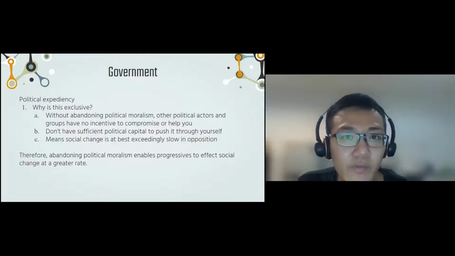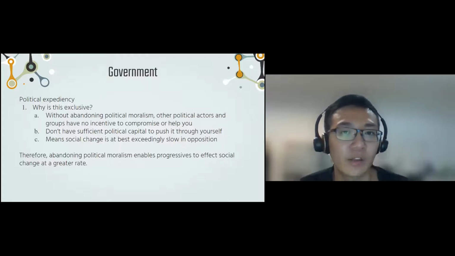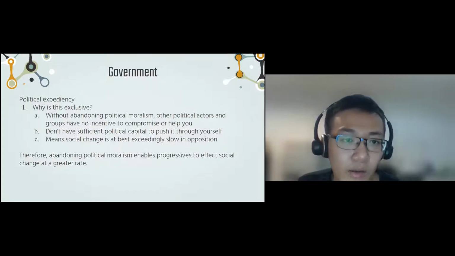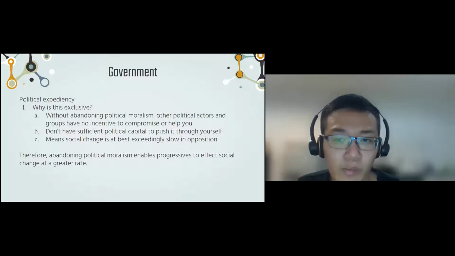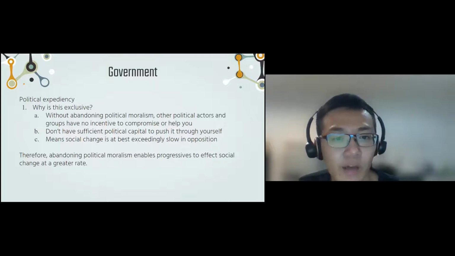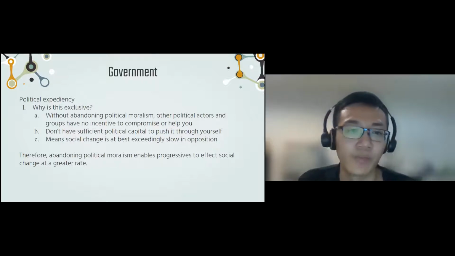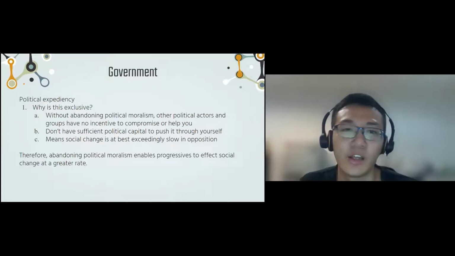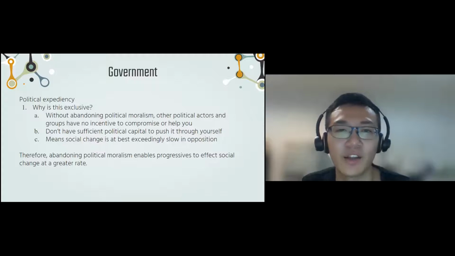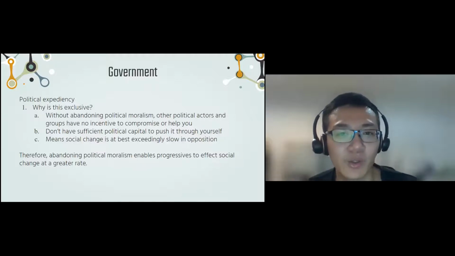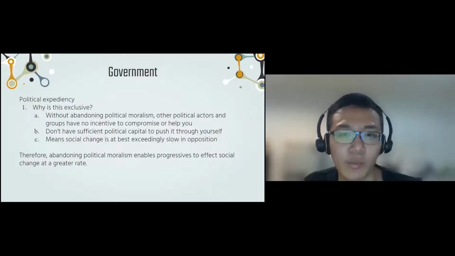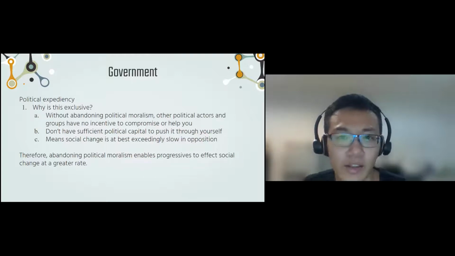The last thing here is in terms of concluding the argument and explaining why it is exclusive. So why is expediency something that's not accessible by all? Without abandoning political moralism, other political actors and groups have no incentive to compromise or help you, right? Because they're not going to help you if they don't benefit in return. And that's why, unless there's some kind of mutual benefit, quid pro quo going on, there won't be any change happening.